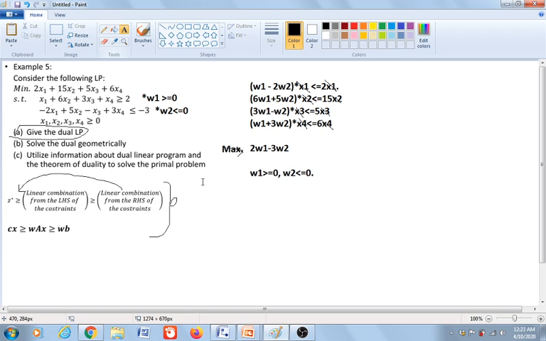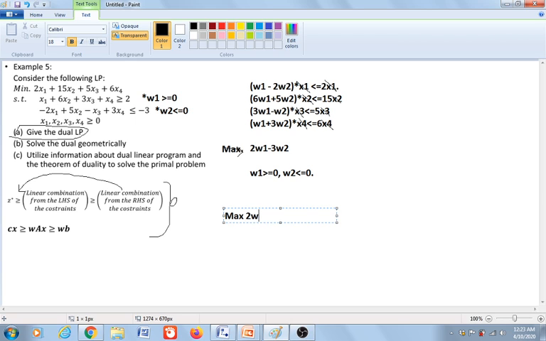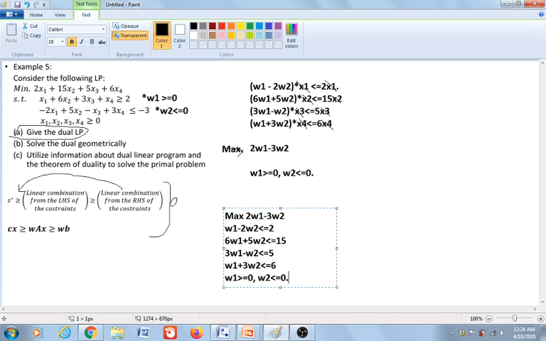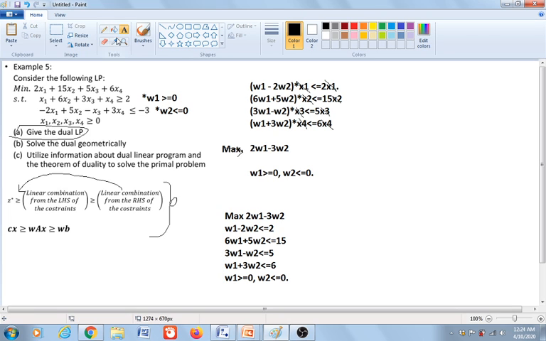So the dual is max 2w1 minus 3w2, and then w1 minus 2w2 less than or equal to 2, 6w1 plus 5w2 less than or equal 15, 3w1 minus w2 less than or equal to 5, w1 plus 3w2 less than or equal 6, and then w1 non-negative and w2 non-positive. So this is the dual. So this is the answer for problem A.